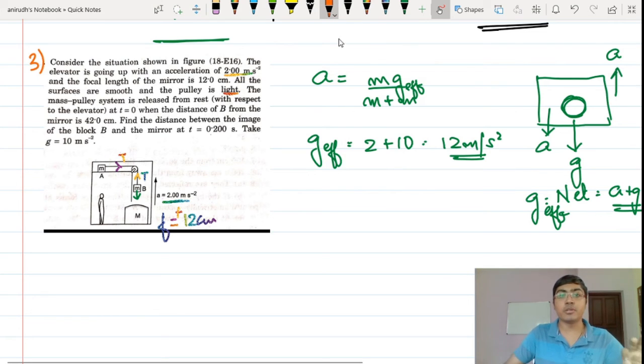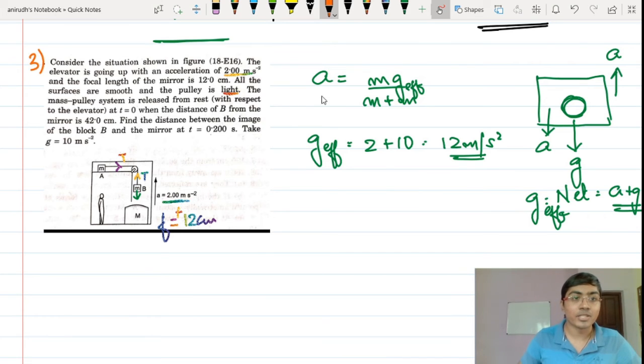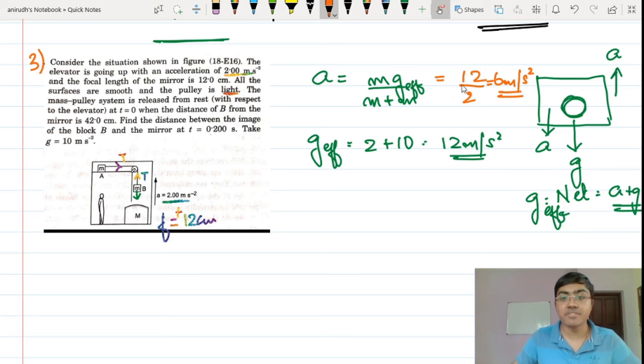This is what we need to understand from the concept here, that whatever the question setter is trying to tell us. Okay, now what is this here? See, this is m by 2m, now g effective. So that will be directly given as 12 is g effective, isn't it? That will be 12 by 2. This will be 6 meter per second square. So we got the acceleration which is in the downward direction, right?